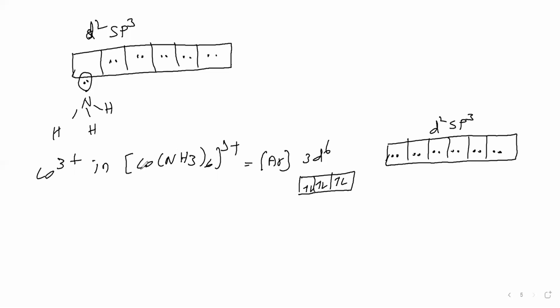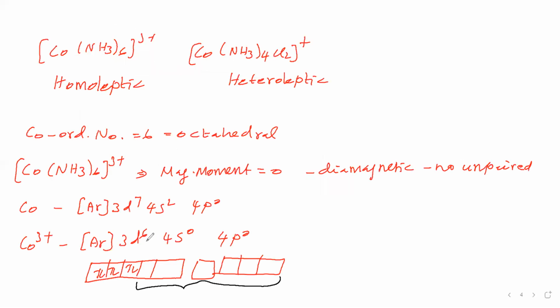Now the hybridization of cobalt in this complex is d2sp3. In this hybridization, the orbitals intermixing are p orbitals from the fourth shell, s orbital from the fourth shell, and d orbitals from the third shell. That means d orbitals from the inner shell went for intermixing, therefore this complex is called an inner orbital complex.